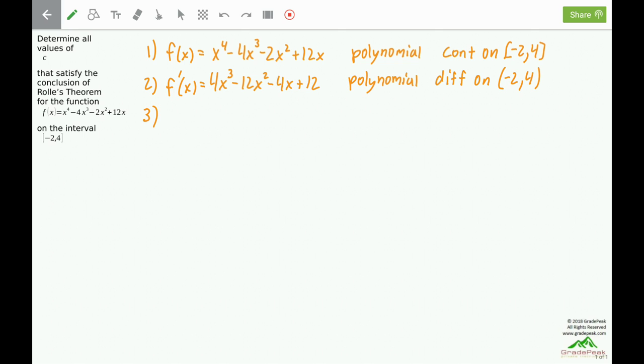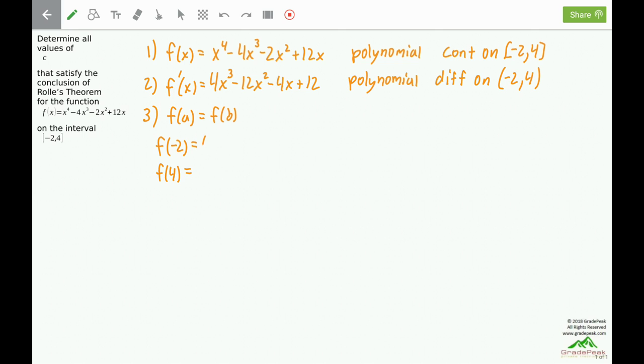The third condition is that the function evaluated at the left endpoint, a, has to match the function evaluated at the right endpoint, b. In this problem, the interval is -2 to 4. The left endpoint a is -2. The right endpoint b is 4. So we need to evaluate the function f at the left endpoint -2 and the right endpoint 4. Each of these is evaluated by plugging into the function.